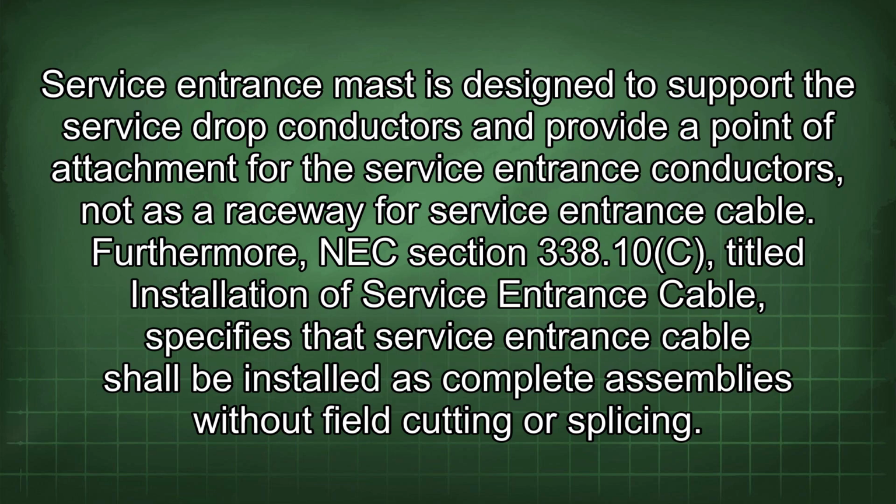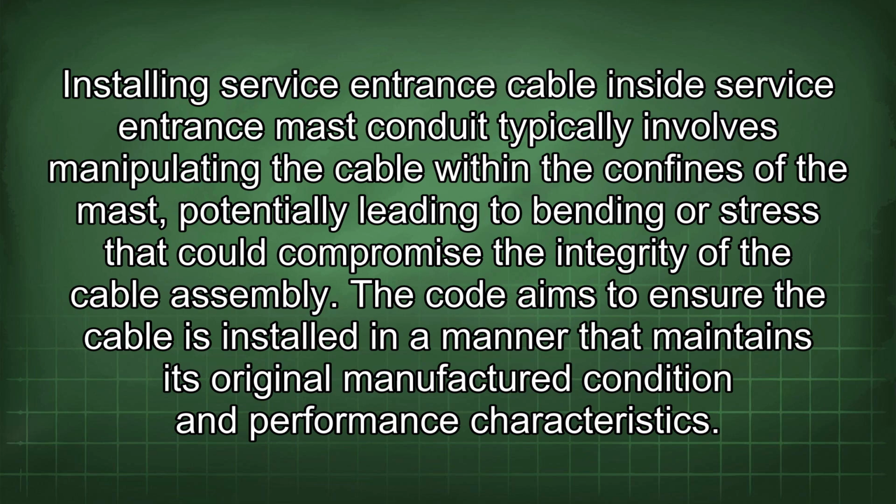Furthermore, NEC Section 338.10(C), titled Installation of Service Entrance Cable, specifies that service entrance cable shall be installed as complete assemblies without field cutting or splicing. Installing service entrance cable inside service entrance mast conduit typically involves manipulating the cable within the confines of the mast, potentially leading to bending or stress that could compromise the integrity of the cable assembly. The code aims to ensure the cable is installed in a manner that maintains its original manufactured condition and performance characteristics.